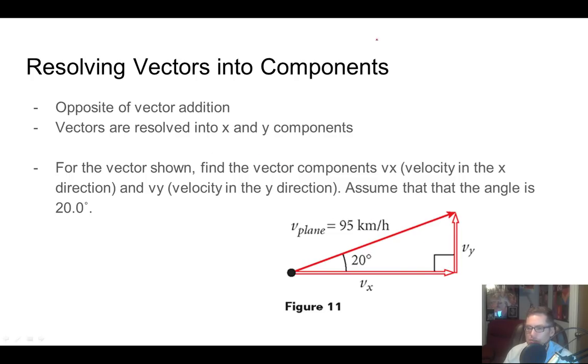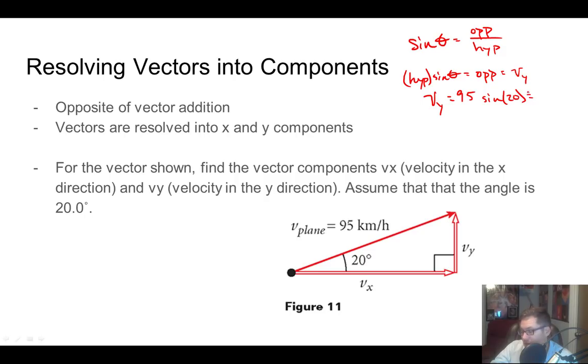Okay, so we're going to use sine and cosine. So we know that sine of theta is equal to opposite over hypotenuse, right? So that means our opposite in this case is our v sub y. So our hypotenuse times our sine theta should be equal to our opposite, which is equal to our v sub y. So our hypotenuse is 95. We'll multiply it by sine of 20. So we'll say 95 times sine of 20. We get 32.5, so the y value is 32.5.